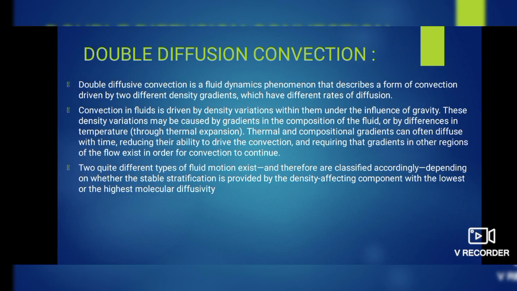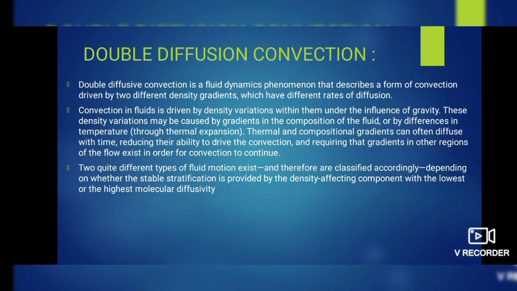These density variations may be caused by gradients in the composition of the fluid or by differences in temperature through thermal expansion. Thermal and composition gradients can often diffuse with time, reducing their ability to drive the convection and requiring that gradients in other regions of the flow exist in order for convection to continue.